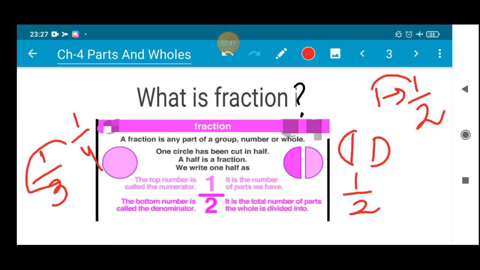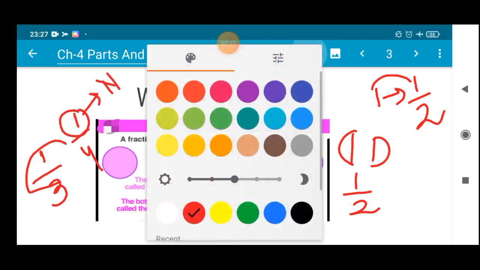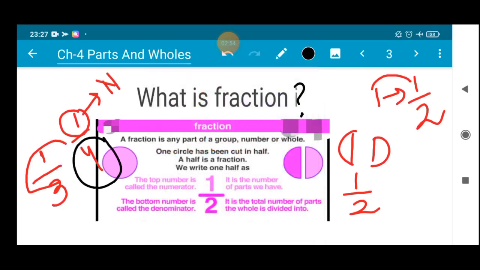This type of number has two parts. The topmost part is called the numerator, right? You have dealt with this in your lower class. And the part below, which is below the 1, is actually the denominator. One circle has been cut into half. A half is a fraction. We write 1/2 as 1 by 2.